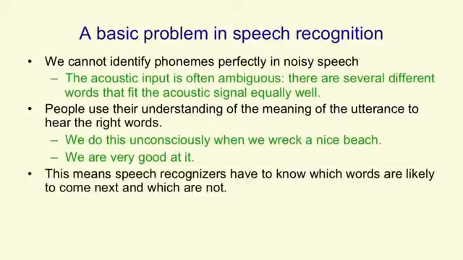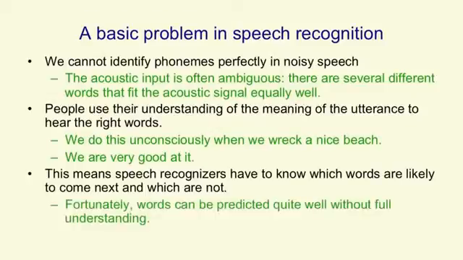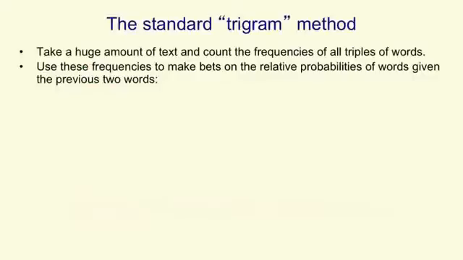That means that speech recognisers have to know which words are likely to come next and which are not. Fortunately, words can be predicted quite well without having a full understanding of what's being said. So there's a standard method for predicting the probabilities of the various words that might come next. It's called the trigram method.